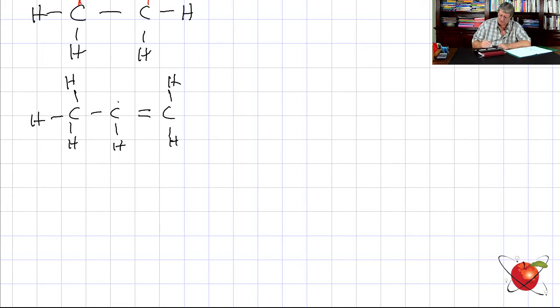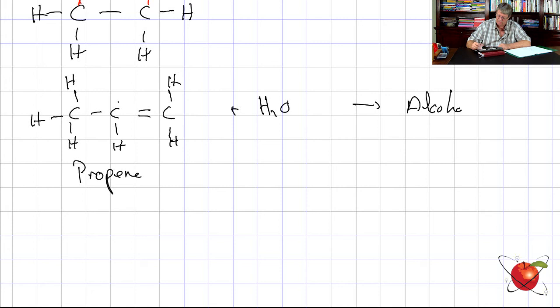Now what have I got? Meth, eth, prop. I have got propene here. It's an ene, and I'm now going to add water, hydrate it, which means I'm going to get an alcohol. You have to know that. So I'm going to get an alcohol. How do I do this?